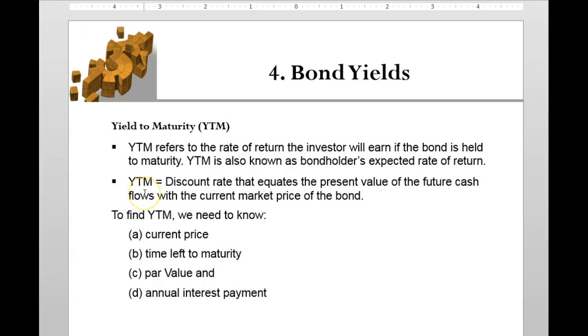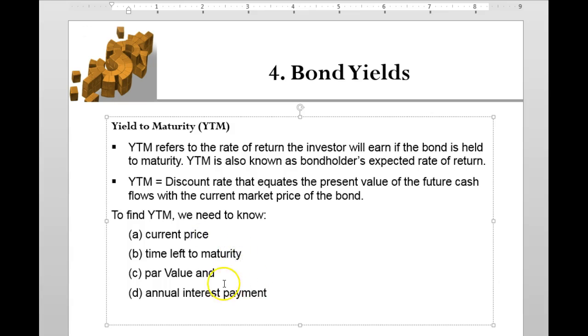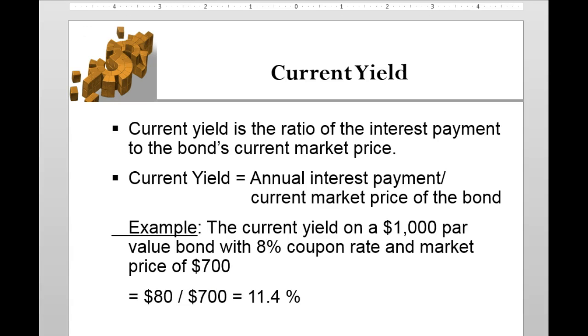So the yield to maturity equals a discount rate that equates the present value of the future flows to the current market price of the bond. So again, you're using current price, time left to maturity, par value, and the annual interest rates. All of these figures are very, very easy to manipulate, because they all fall under the same type of calculation.